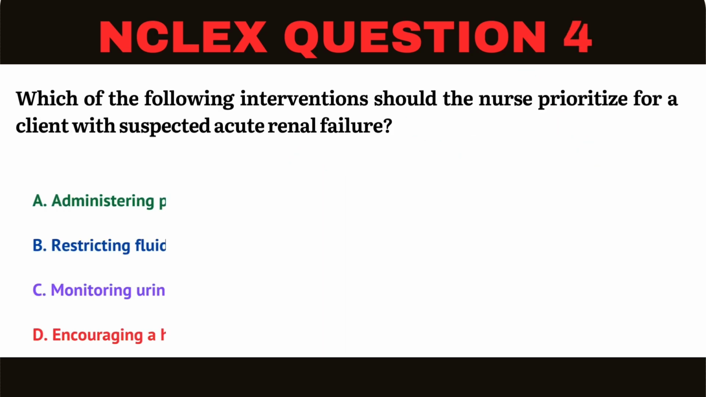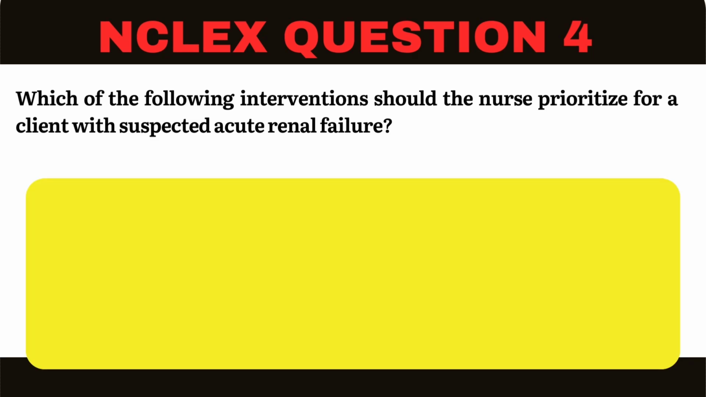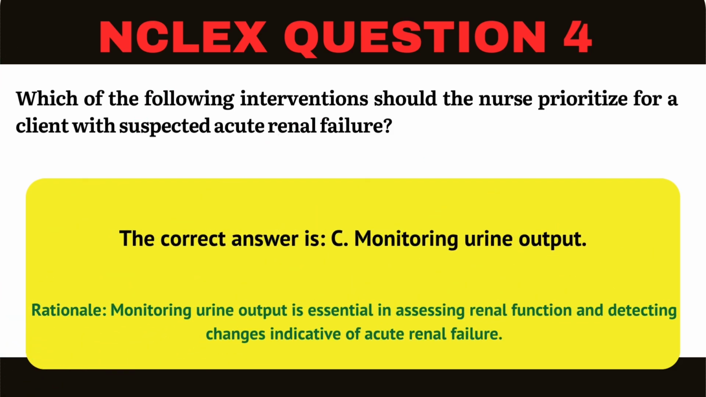Which of the following interventions should the nurse prioritize for a client with suspected acute renal failure? A. Administering potassium supplements. B. Restricting fluid intake. C. Monitoring urine output. D. Encouraging a high-protein diet. The correct answer is C. Monitoring urine output. Rationale: monitoring urine output is essential in assessing renal function and detecting changes indicative of acute renal failure.